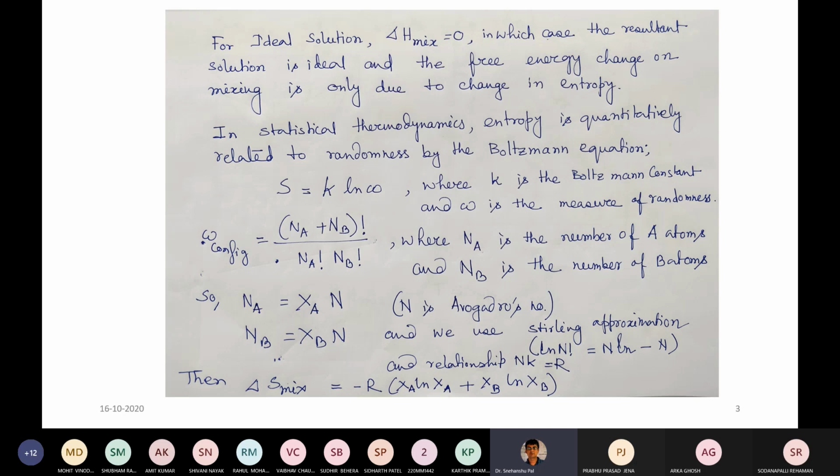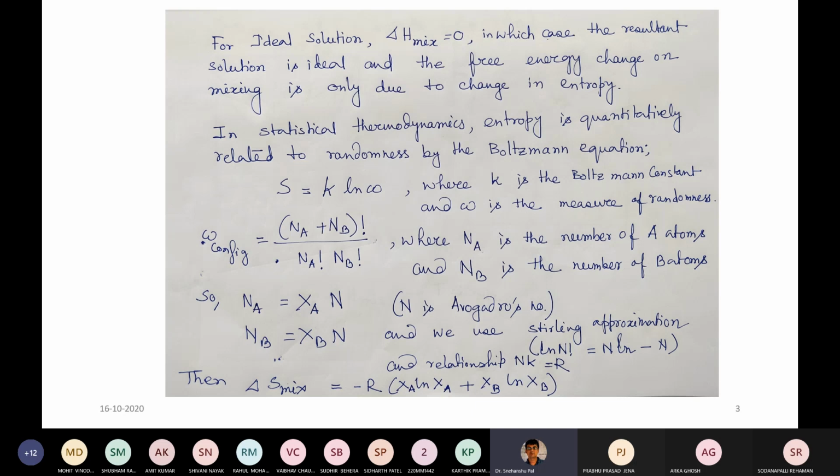So before mixing, the A and B atoms are held separately in the system, and there is only one distinguishable way in which the atoms can be arranged. You can get the number from S equals k ln omega, and if omega equals 1, S equals 0, so del S mix is directly the change in configurational entropy. Now you can assume that A and B mix to form a substitutional solid solution, and then all configurations of A and B atoms are equally probable.